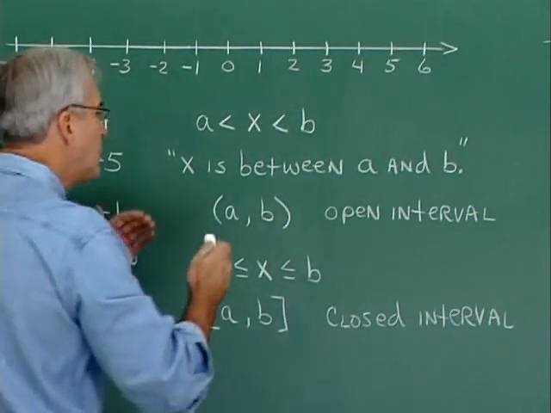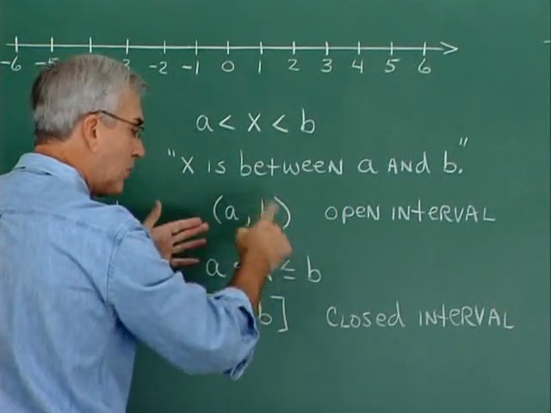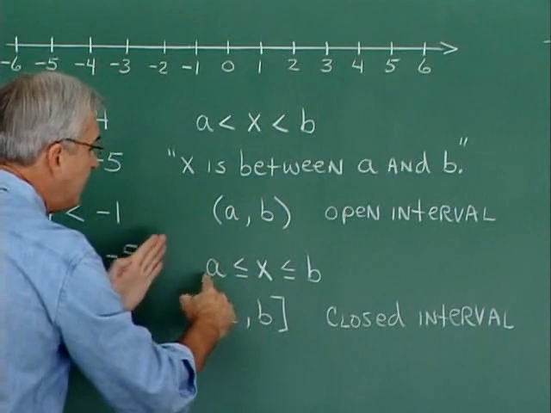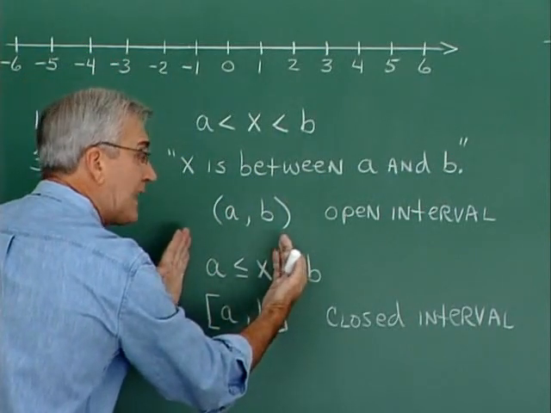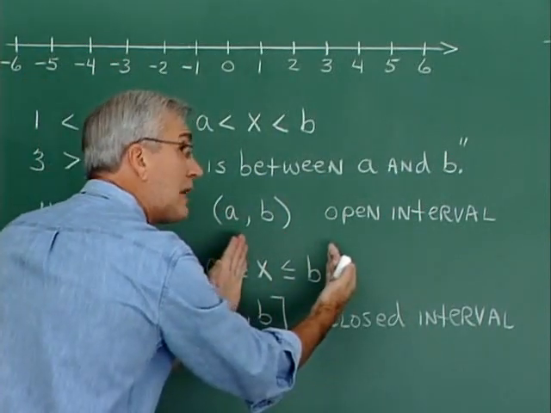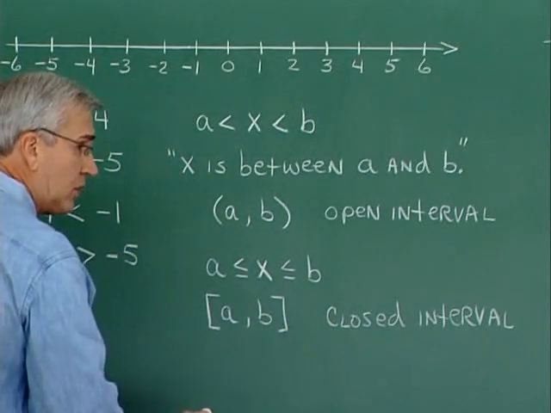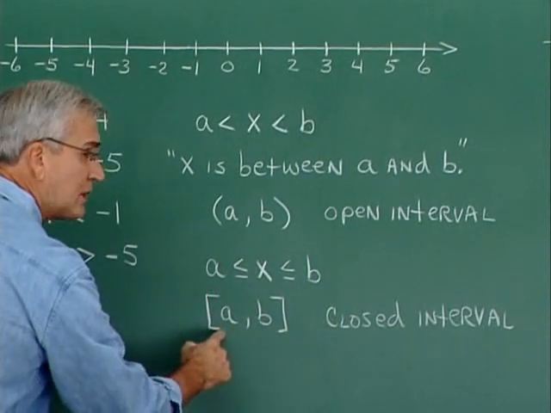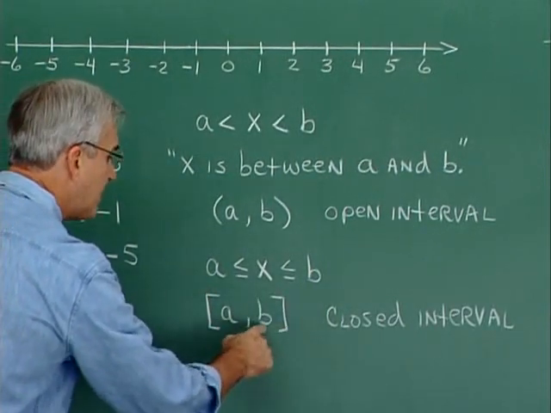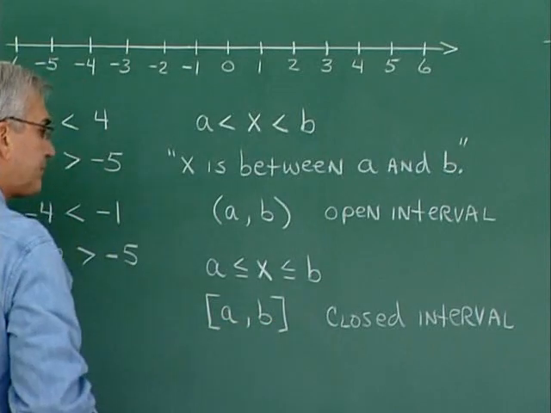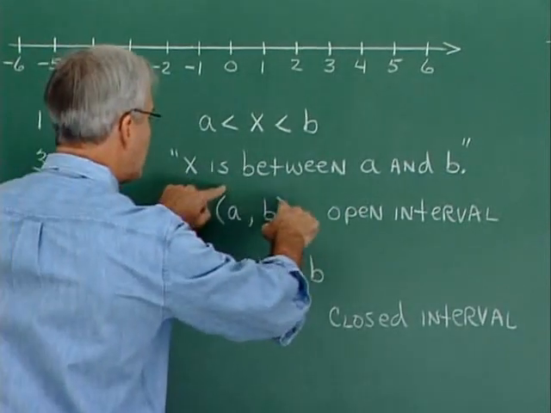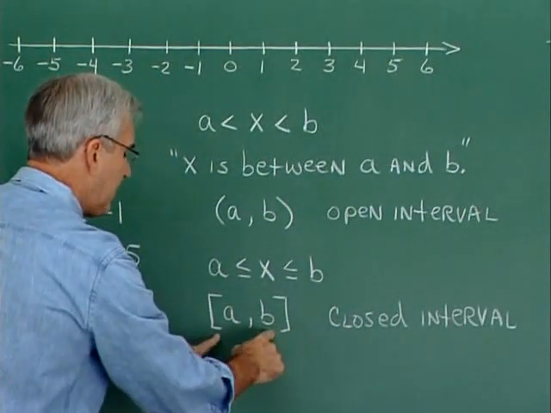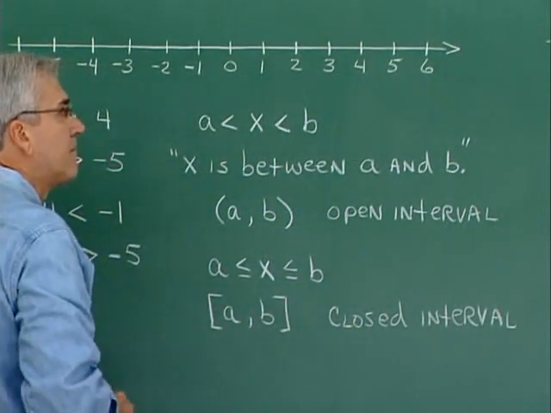Recall that if we want to include an endpoint of an interval, we use the bracket notation. For example, here, this is read, a is less than or equal to x, and x is less than or equal to b. And the interval notation is a to b, like this with a comma, and then the bracket notation to indicate that the a and the b are included in the interval. Now, when both ends are not included like this, it's an open interval. When both ends are included in the interval, it's called a closed interval.